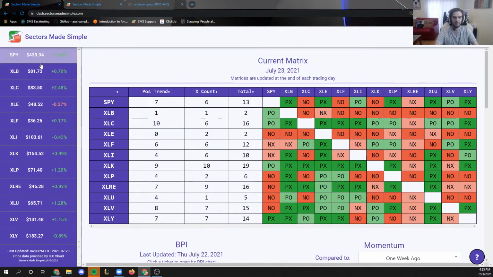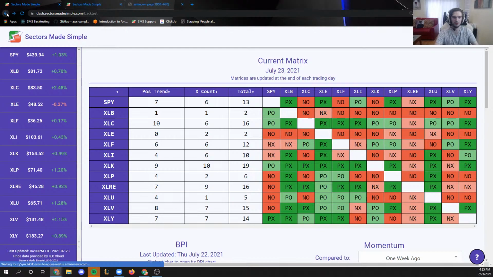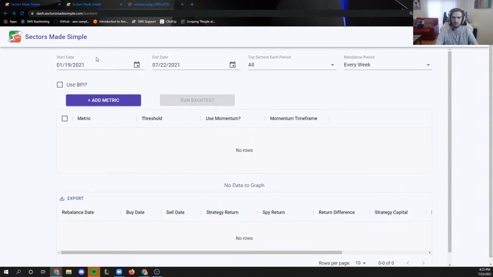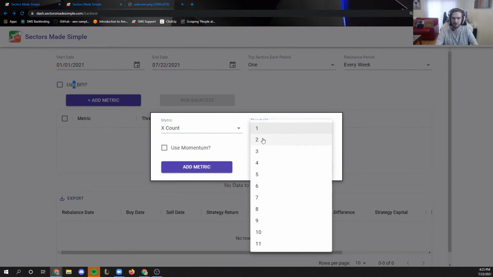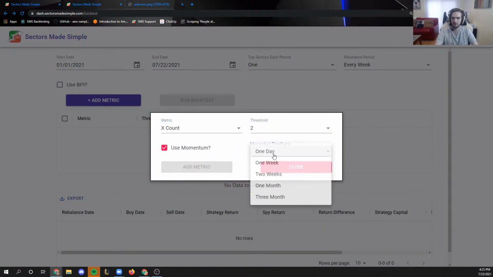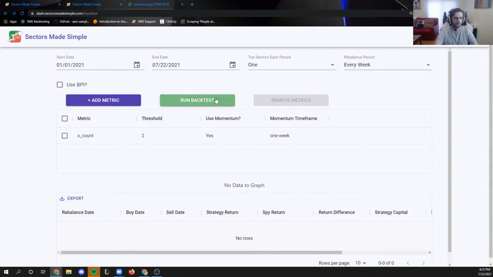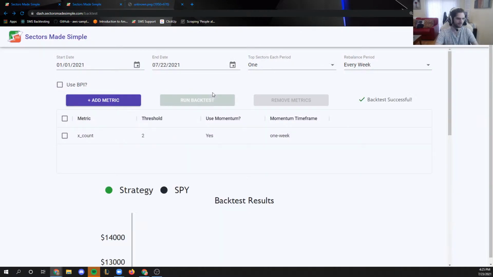Oh, for the backtest. Yeah, let me see if I can. Let me just set that back up again. Oops, not using PPI. X count momentum, 1 week. All right.